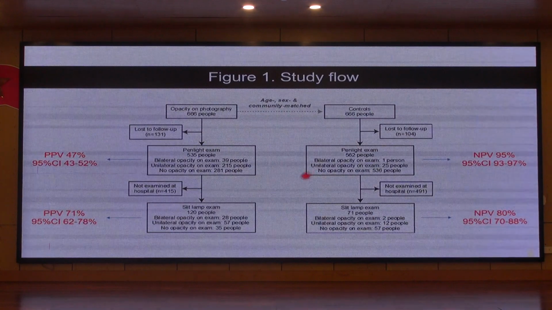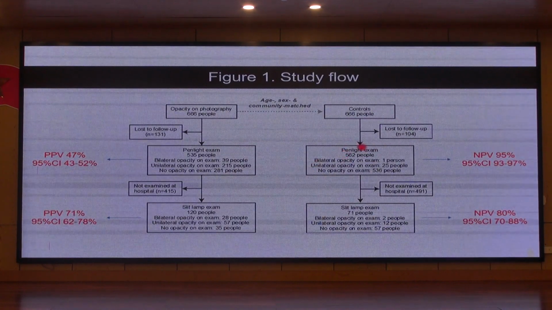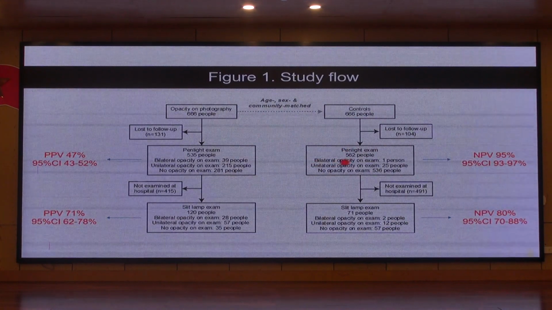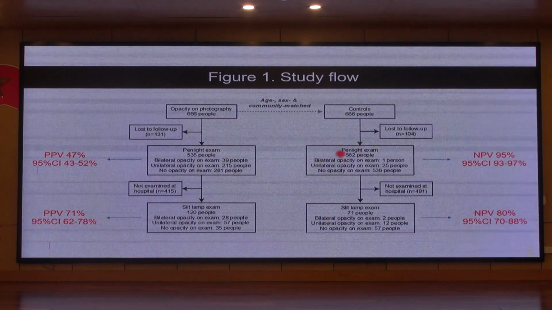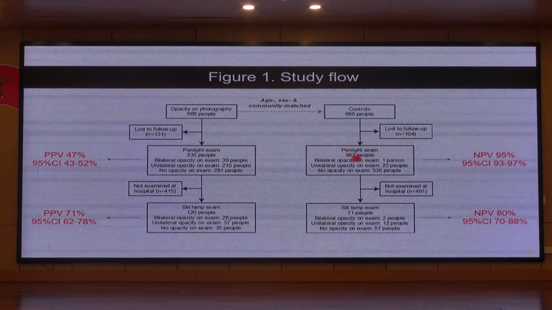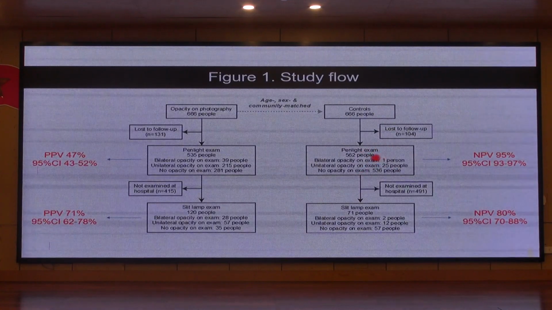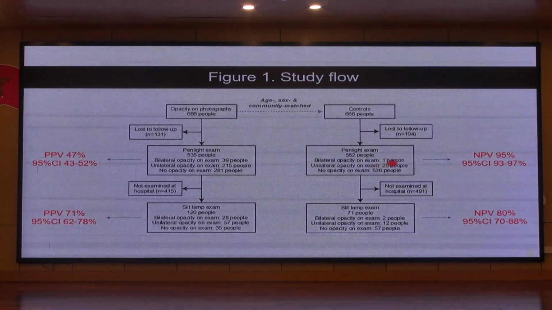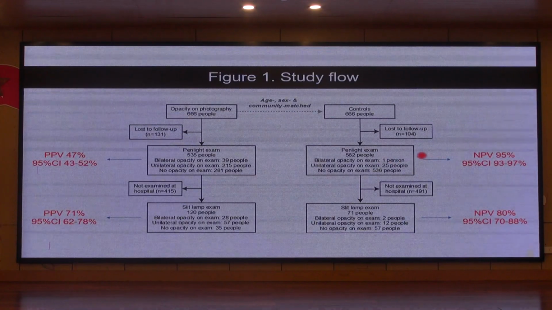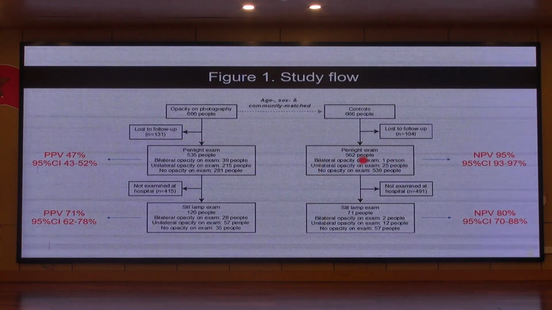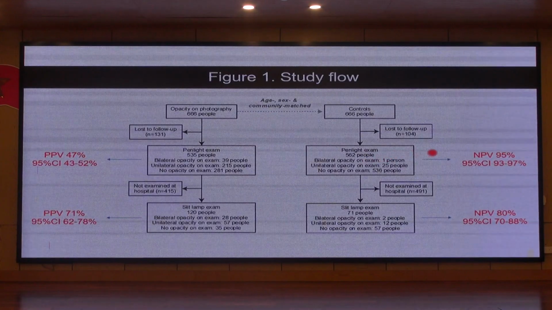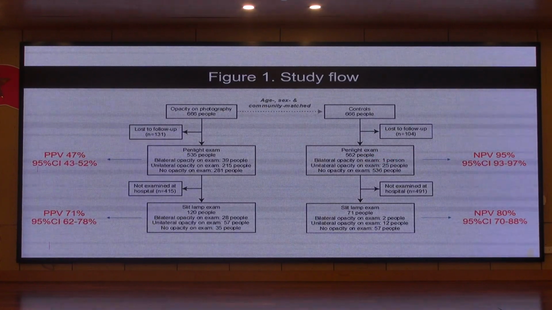In contrast, in the control group, only 562 people had the penlight exams, and among these people, 26 of them had the opacity missed on the corneal photographs. So the negative predicted value of corneal photographs using the penlight exam as the reference standard is 95%.